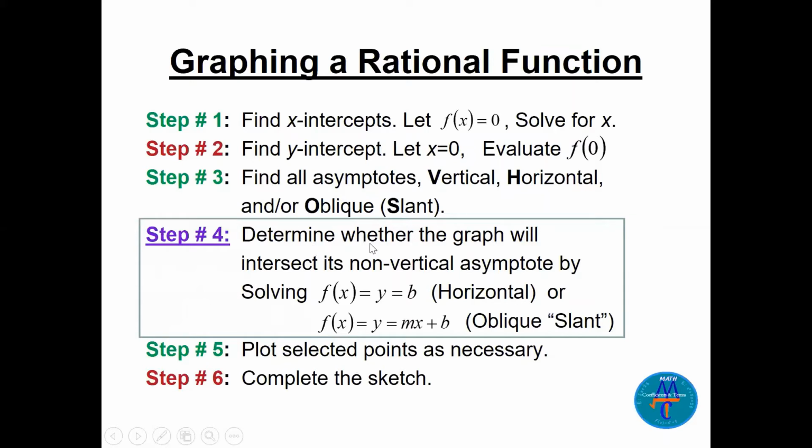Now, number 4 is important. Sometimes we determine whether the graph will intersect the non-vertical asymptote, either horizontal or slant. Let's concentrate on the horizontal. Sometimes the graph like this will cut the horizontal. So what do we do? We take the function and we take the horizontal. Both are y. The horizontal asymptote is y equals b, and then we take the function itself where y equals that. We put them equal to each other, then we try to find x. I will show you more than one example.